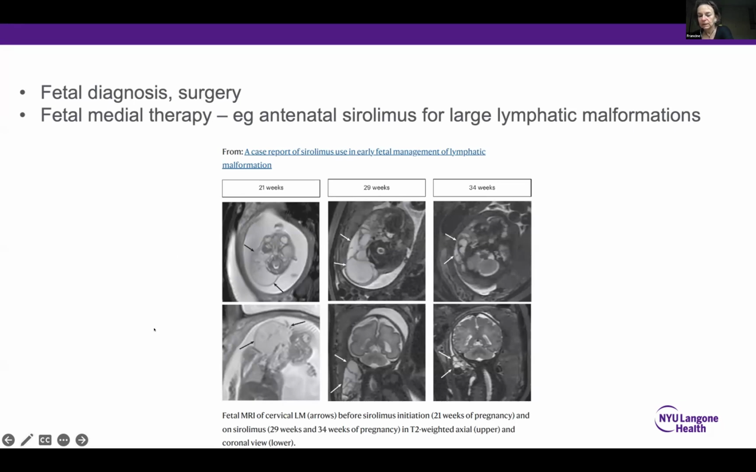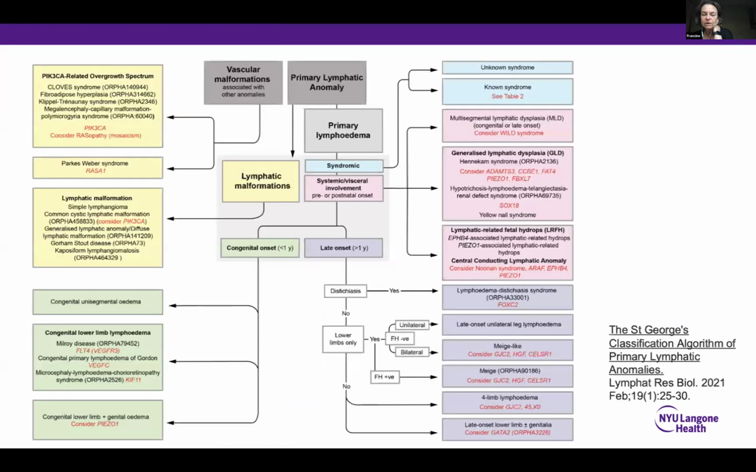Fetal medical therapy is now coming into fashion. It's actually been used routinely in tuberous sclerosis, but now it's being used for significant lymphatic malformations, where you actually treat the mother with sirolimus, and we're trying to kickstart that in different institutions.